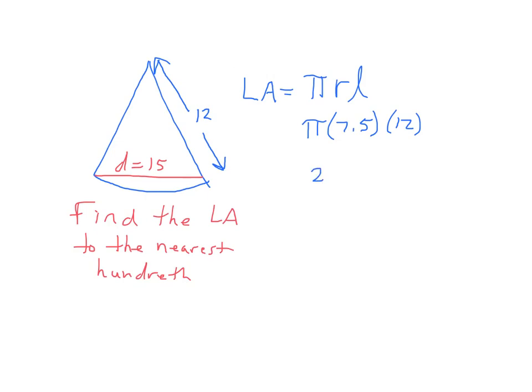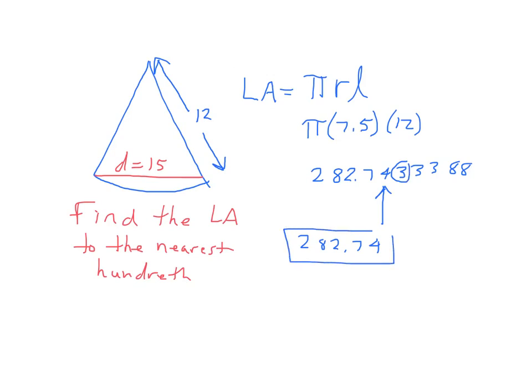If you round to the nearest hundredth, I'm getting 282.7433388. All right, the hundredths place is that 4. So would the 4 stay a 4, or would it move up to a 5? It would remain a 4 because the 3 is less than 5.